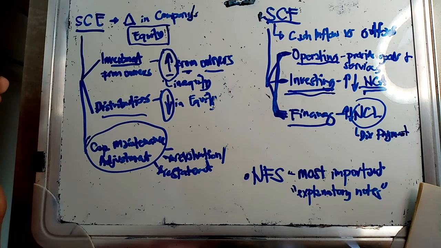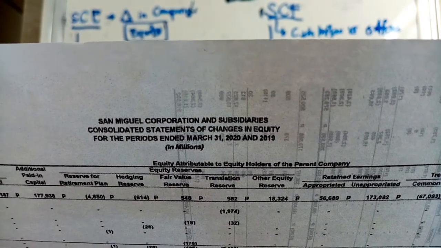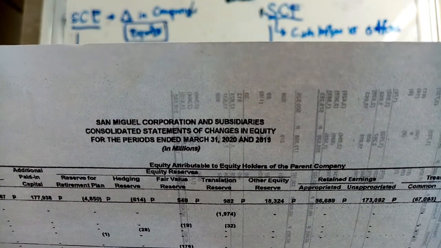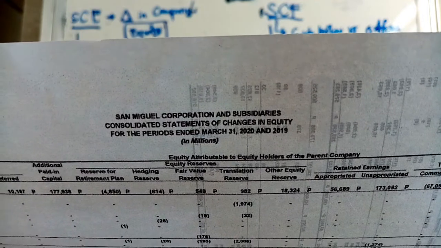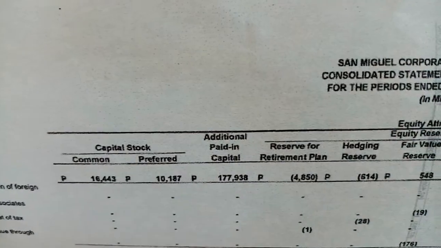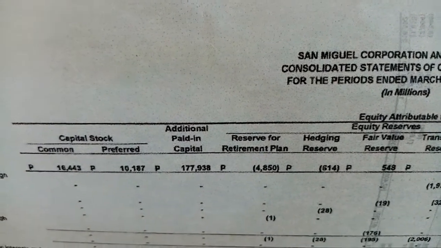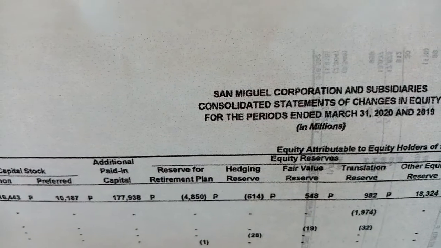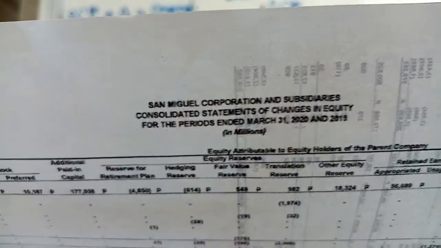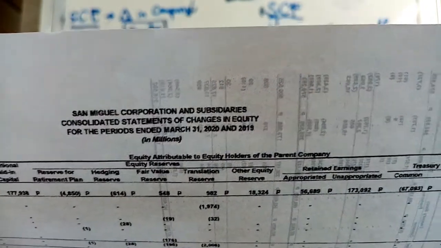Ngayon naman, ipapakita ko sa inyo ang sample ng isang statement of changes in equity and statement of cash flow. So, tignan natin, no? San Miguel Corporation and Subsidiaries Consolidated Statement of Changes in Equity for the period ended March 31, 2020, meaning quarterly, and 2019. No? So, dito makikita nyo may capital stock. May additional paid-in capital, which is yung sobra sa binayad ni shareholders, magiging part ng additional paid-in. So, number 3, reserves. Number 4, hedging reserves. Na i-discuss yan. Ito yung mga malalalim na words, pero i-discuss naman yan later on sa inyong higher accounting.